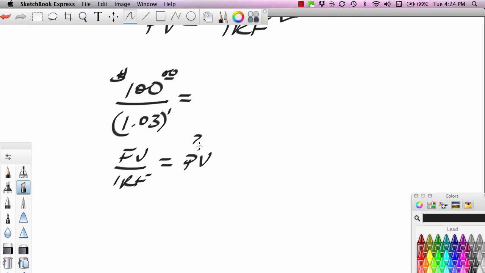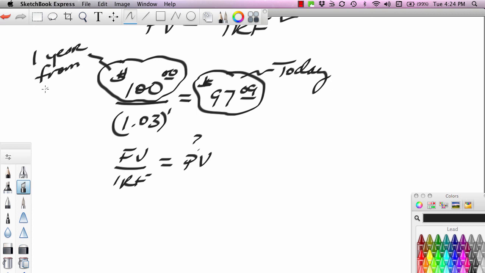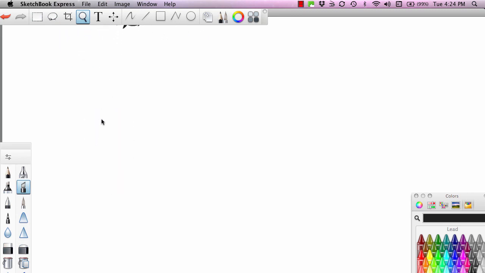Well, if I do the division here, I'm going to get 97.09. So if I have $97.09 today, this is today, if I had $97.09 today and I put it into an account earning 3% a year, I would have $100 1 year from now. This is my future value. So I can take a future value divided by the interest rate factor and get a present value. Now, of course, the further we push the future payment further and further out into the future, then the present value is going to be smaller.